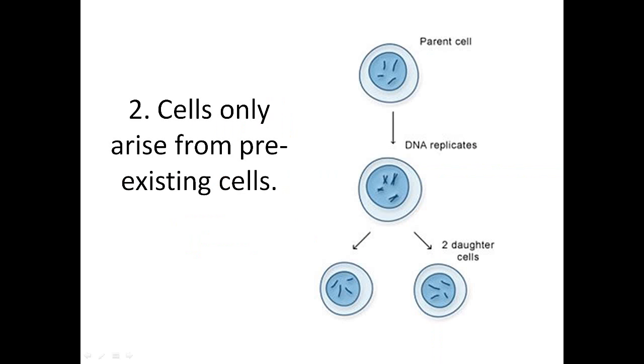Part of cell theory number 2. Cells only arise from pre-existing cells. What this means is that cells don't just spontaneously appear out of nowhere. They need to come from a cell that's already been there. When we go through mitosis, meiosis, etc., that's where all these things are going to come up again. A cell has to have basically a parent cell in order to make, as you can see in the picture, what are called daughter cells.